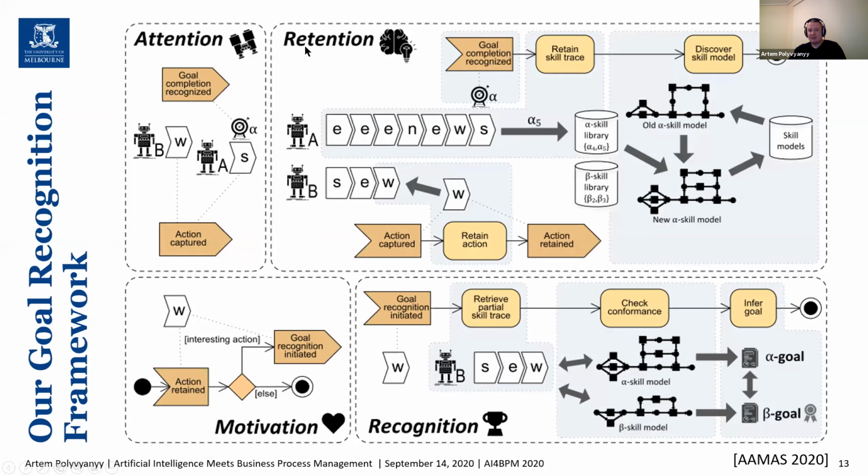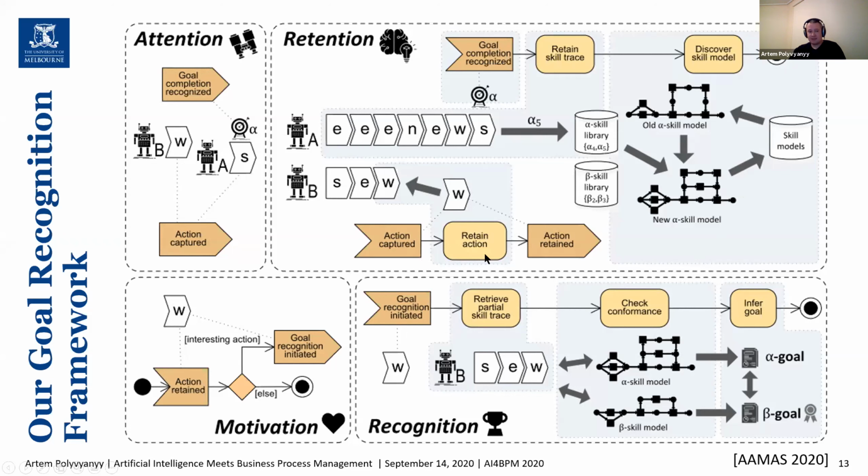Then in the retention phase, we capture that action and append it to the current execution trace of agent B or agent A, depending on which agent we are observing. At some stage, we will observe that the goal is achieved. We will retain that trace in the skill library, and then we can learn the model, which we call the skill model, from this data. That will be our knowledge about how certain goals can be achieved.